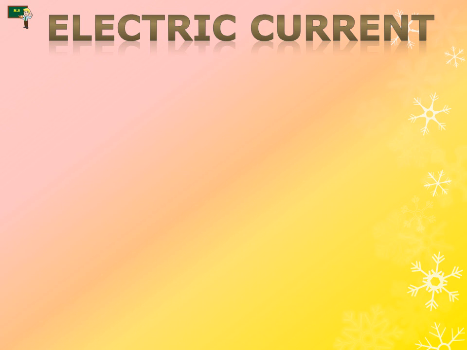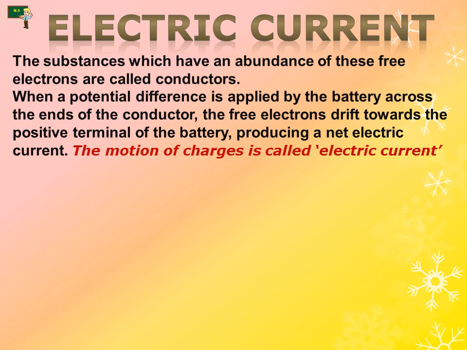As you know, matter is made up of atoms. Each atom consists of a positively charged nucleus with negatively charged electrons moving around the nucleus, and the atoms in metals have one or more electrons which are loosely bound to the nucleus. These electrons are called free electrons, and they can be easily detached from the atoms. So substances which have an abundance of free electrons are called conductors. In the last lesson we saw a lot about conductors.